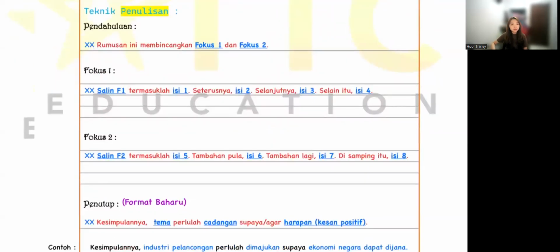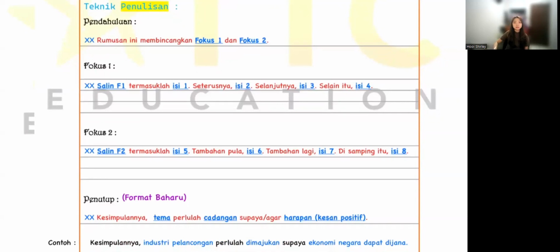Teknik penulisan. Okay, so this is it. Rumusan in total is 30, my dear. So please get at least 25 and above.